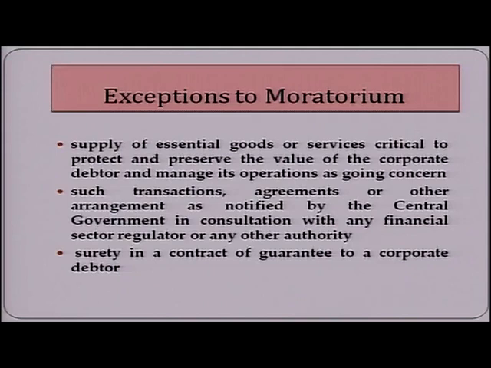So there are certain exceptions, namely three exceptions to moratorium. The first being supply of essential goods or services which are critical to protect, preserve the value of the corporate debtor and manage its operation as a going concern. So certain essential goods or services which are quintessential for the operation of the corporate debtor should not be terminated during the moratorium period. Otherwise, the corporate debtor would not be able to continue its operation.